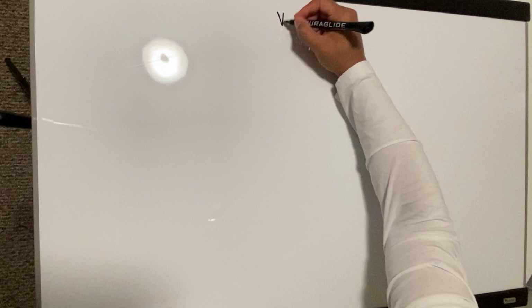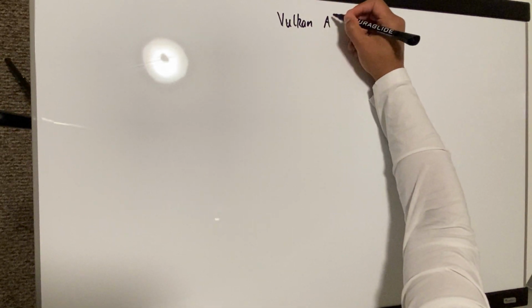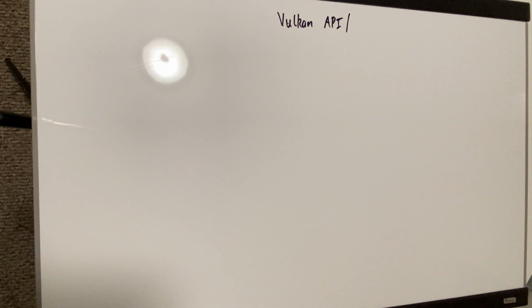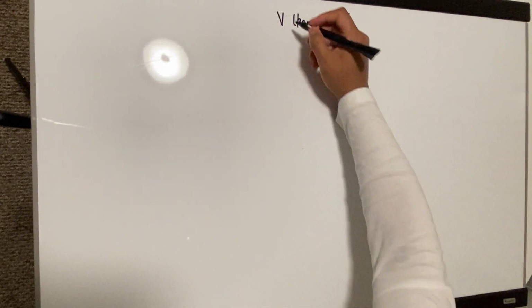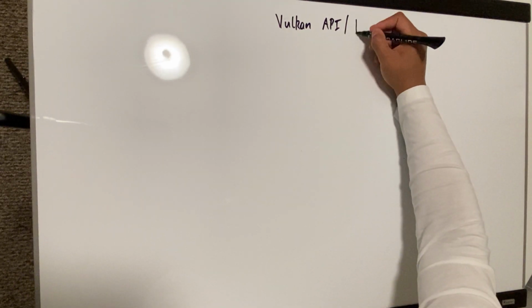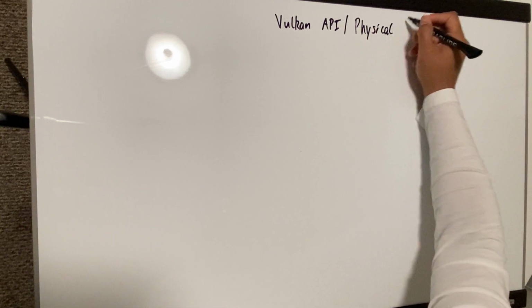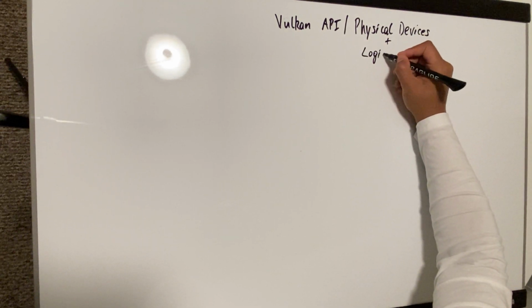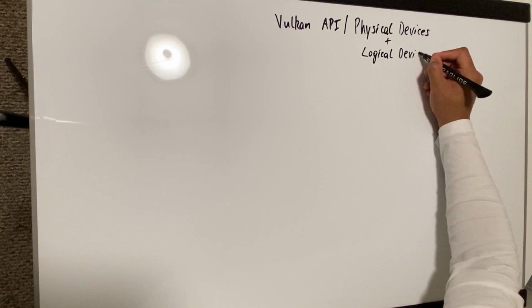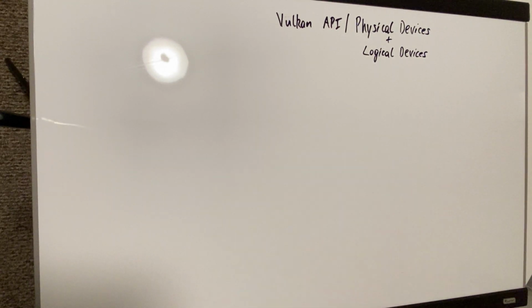Today we are going to talk about physical devices and logical devices. So, Vulkan API: physical devices plus logical devices. Okay, so this now is yet another discussion on the Vulkan API.